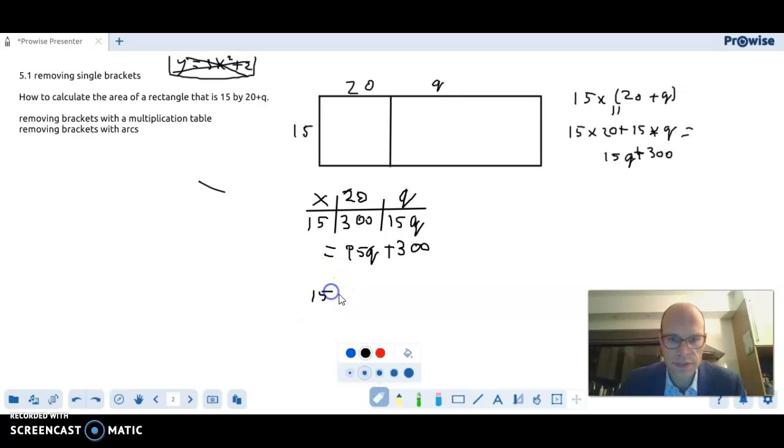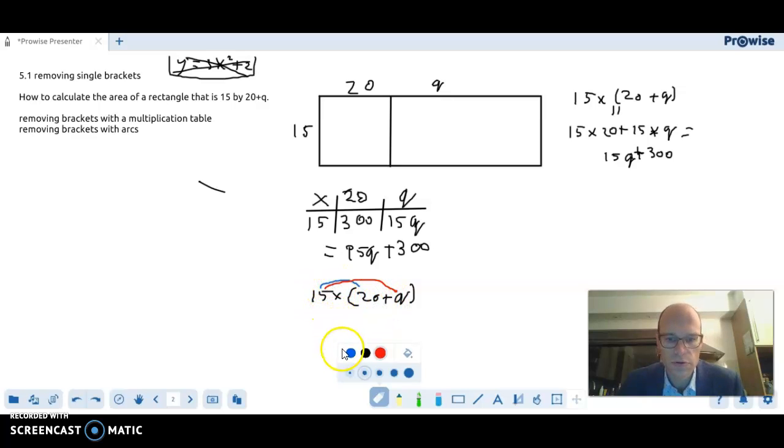That is 15 multiplied by 20 plus q, and it's easier if we do it with colors. So I'm going to use arcs and use two colors, blue and red. This first number arcs to the first and then to the second. It's the same for the second part. So the 15 multiplies both the 20 and the q.